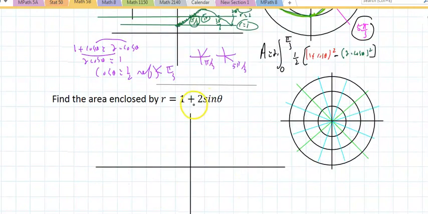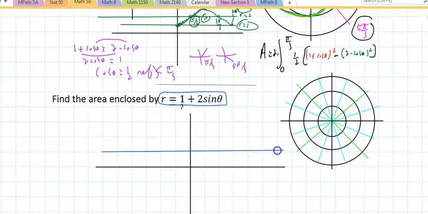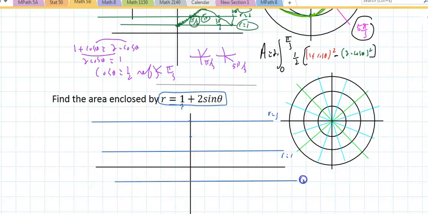I want to do this example. I'd like to find the area this encloses. No matter what I ask about anything like this graph, you need to know where the inner loop begins. And let me elaborate. R equal 1 is a vertical shift. I go 2 units above, that's R equal 3. And 2 units below, that's R equal -1.